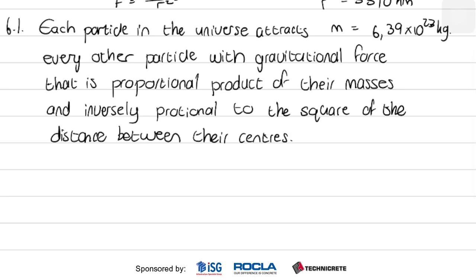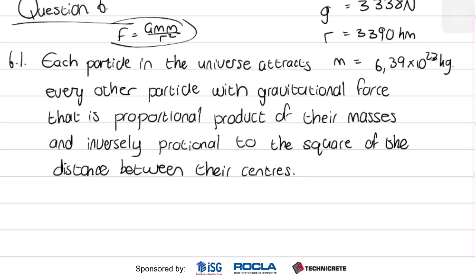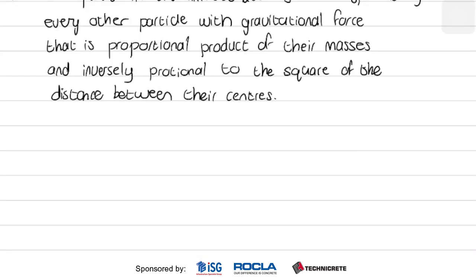Alright, so that is our explanation, and it is according, like I said, to this. Each particle in the universe attracts every other particle, so that's the intro, with a gravitational force. The gravitational force that each particle is attracted to one another is proportional to the product, so the timesing of their masses, and inversely proportional to the square of the distance between them.